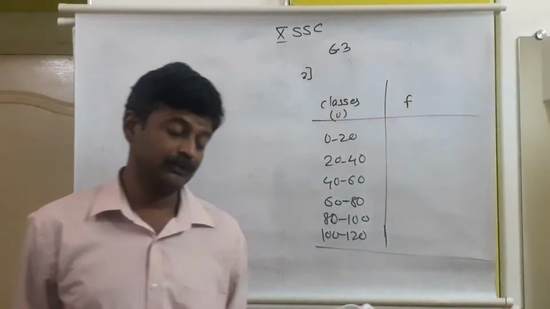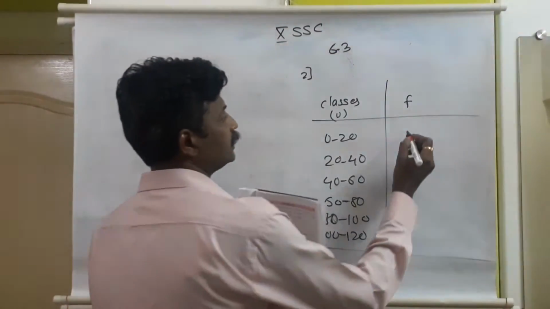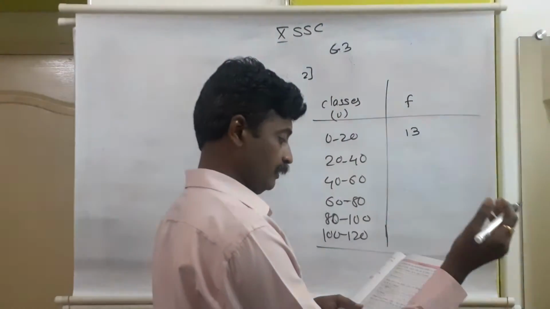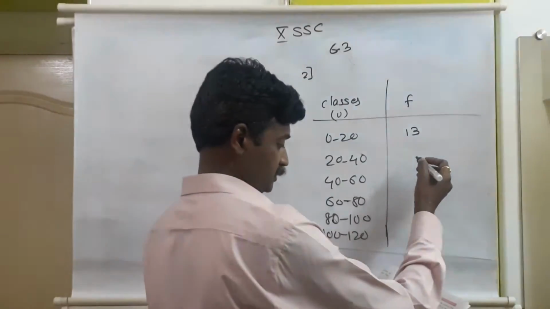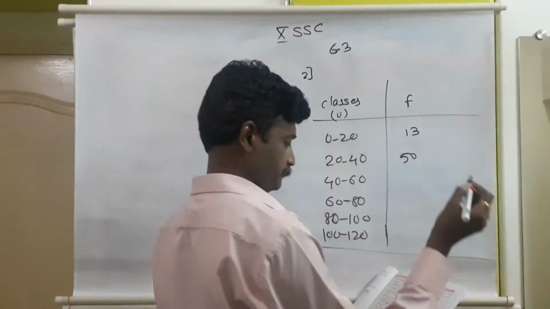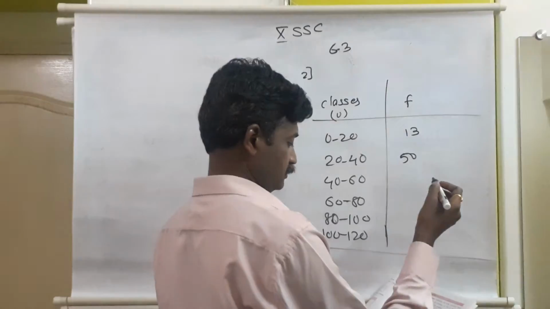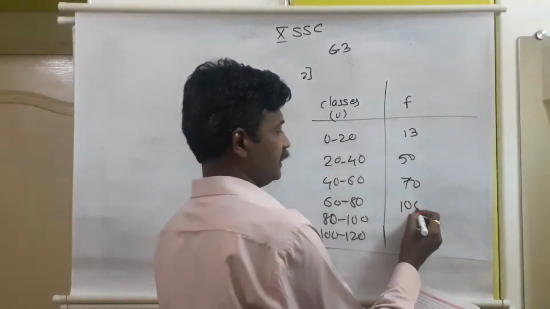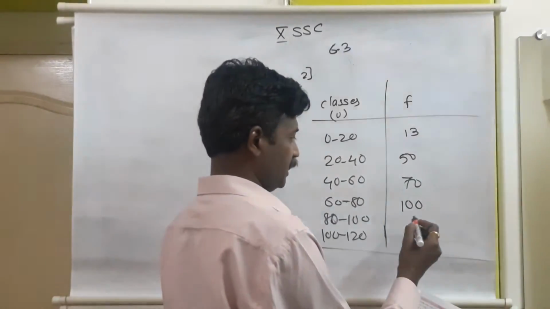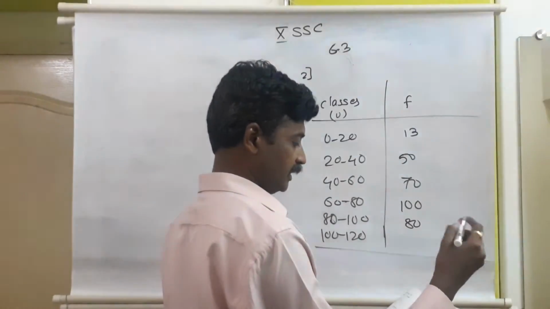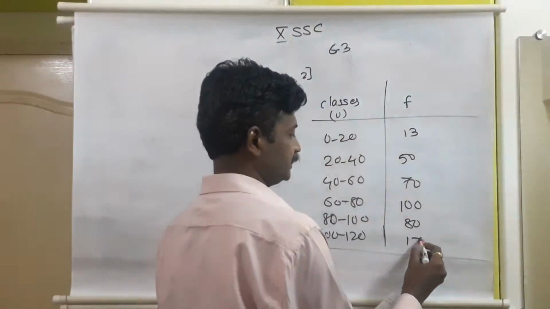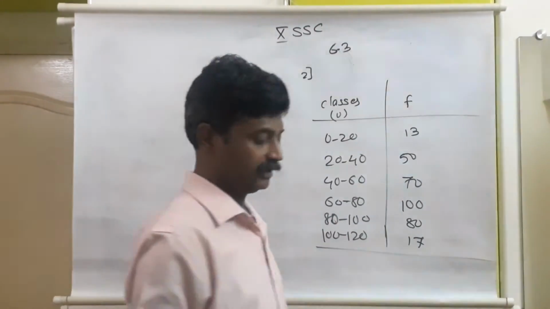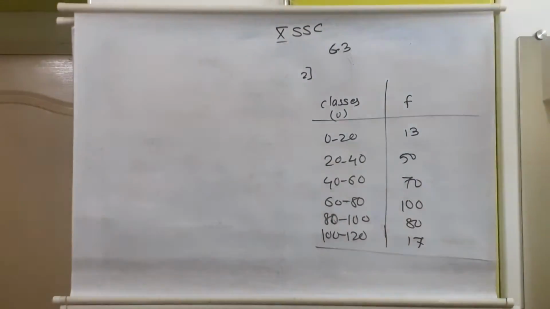0 to 20 units is used by 13 families. 20 to 40 is used by 50 families. 40 to 60, sorry, not 60 to 80, by 70 families. 60 to 80 by 100 families. 80 to 100 by 80 families, and then 100 to 120 by 17 families. So this is the information available in the question.